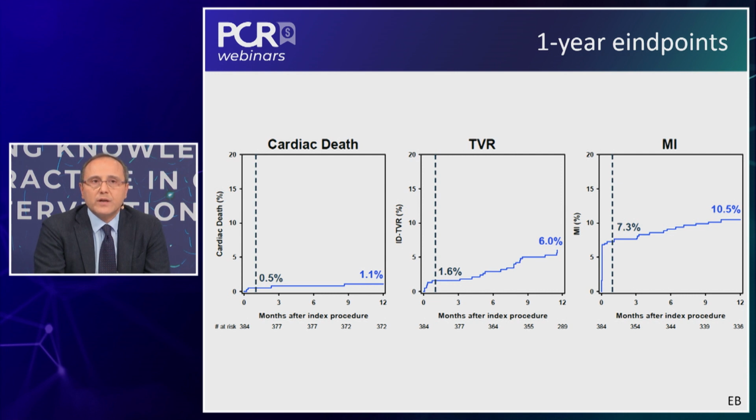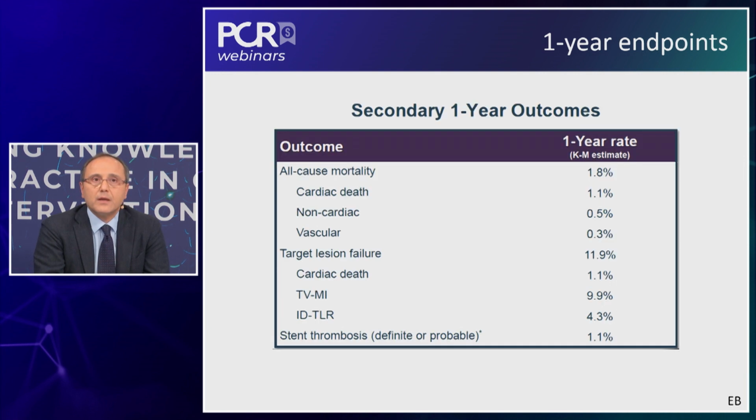Cardiac death on the left, reassuring. High-risk patient population, we are in the range of 1%. TVR, less than 10%, so around 6% at 1 year. And myocardial infarction, up to 10.5% at 1 year, but most of it accrued within the first month. So it was peri-procedural MI, in other words. Let's look at secondary outcomes. All-cause mortality, 1.8%, TVF, 11%, stent thrombosis, amazingly low considering this high-risk patient population, 1.1% at 1 year.